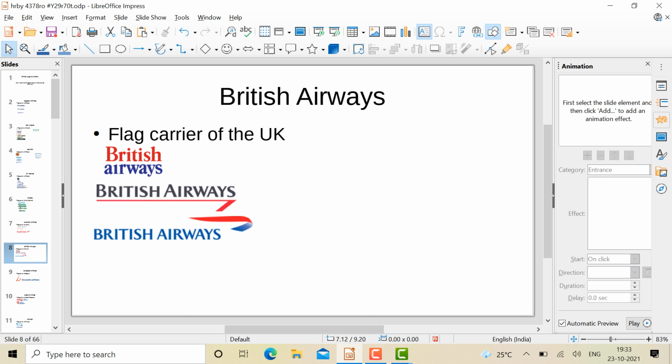The next one, the emblem completely changed again. The name British Airways was changed to black, and there was a big line followed by a slant line. It looked more like a 7.